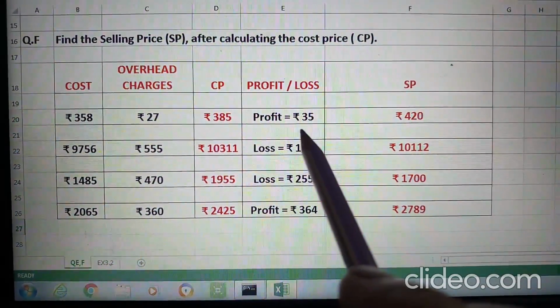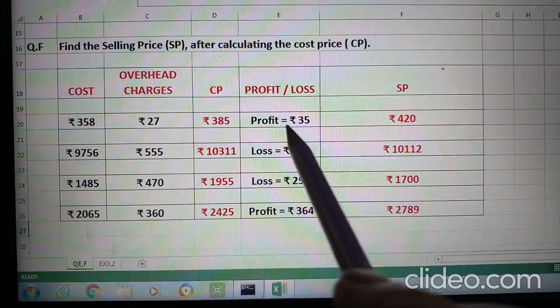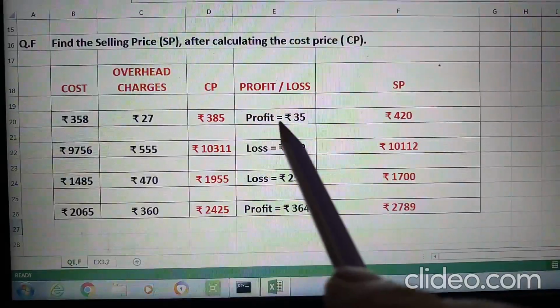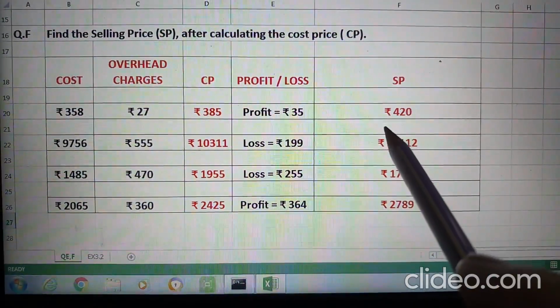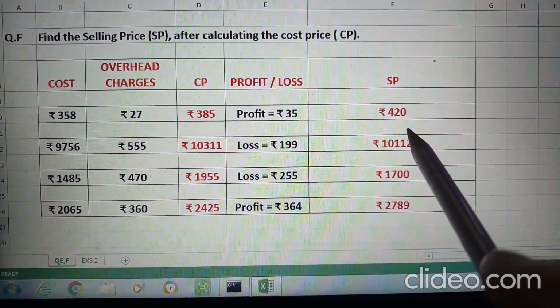So when profit is given and CP is given, what will be the SP? We will add these two to get SP. So the SP is rupees 420.